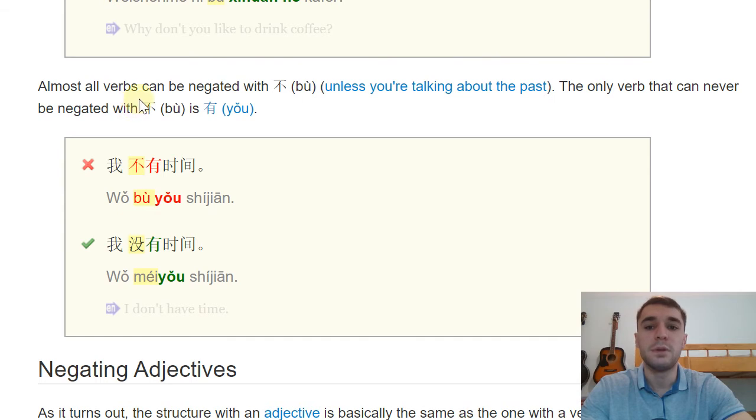Almost all verbs can be negated with 不. The only verb that can never be negated with 不 is 有. So 有 means to have. And only with this verb, you cannot say 不. You should say 没. 我没有 I don't have. So 我不有时间 is not correct. 我没有时间 I don't have time.